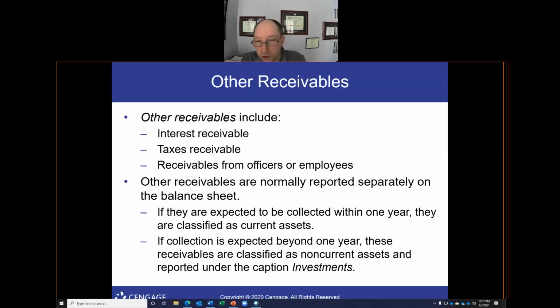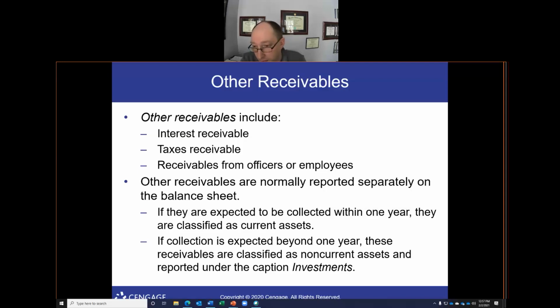Receivables from officers or employees. Sometimes the business will be really nice and provide their employees what we call an advance on their paycheck. Employees have to repay that advance. Therefore, we call it a receivable from officers or employees.